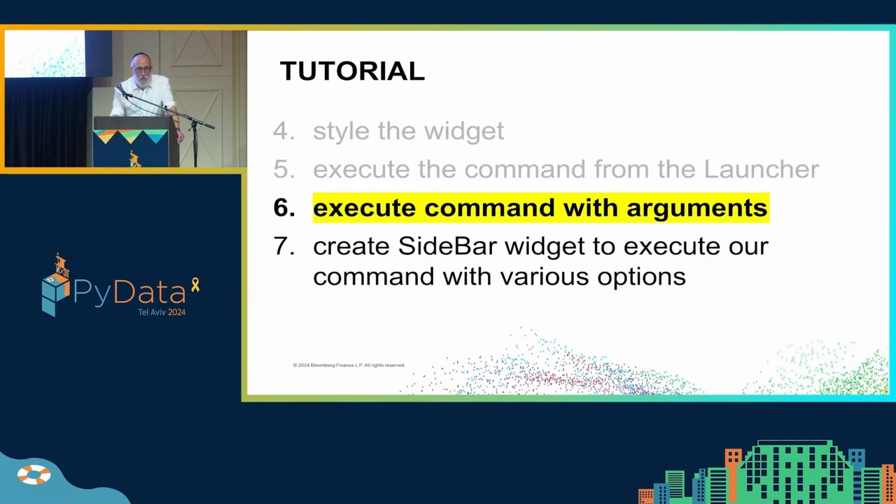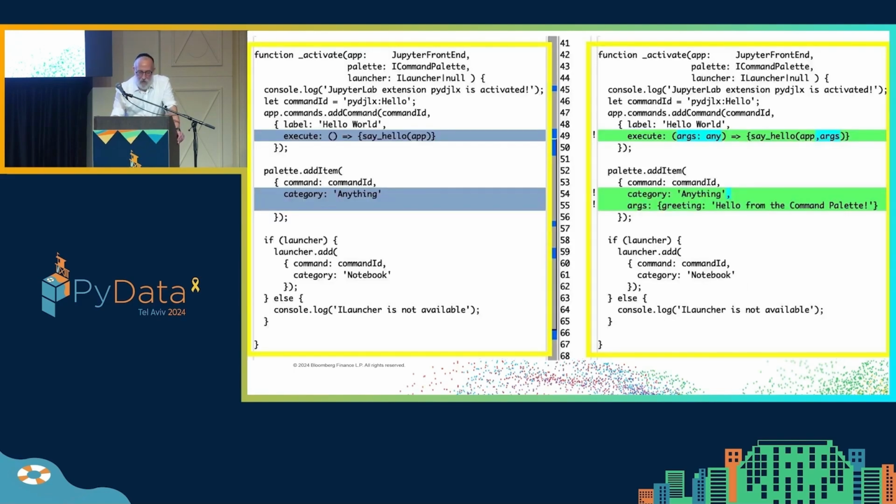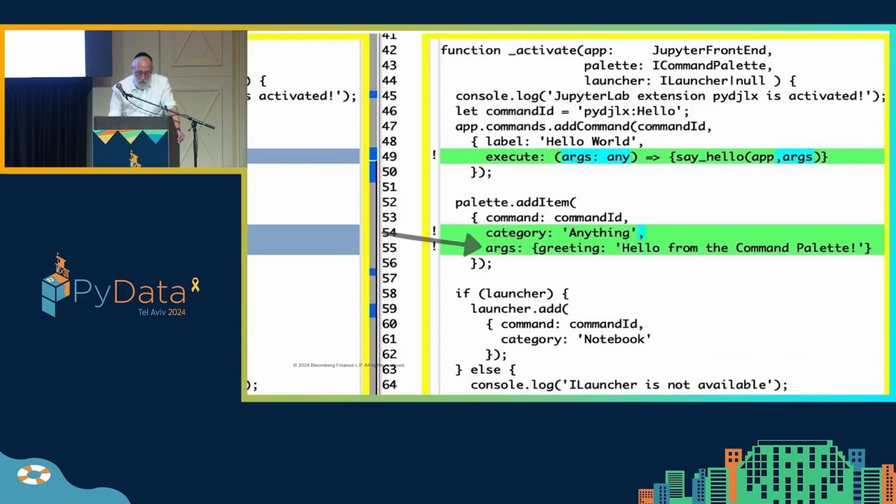Now suppose I want to execute it with arguments. Maybe I want it to behave differently from the two different places that I'm launching it. So again, I mentioned that the execute function only takes one type of argument. That is, it has to be a constant JSON object. So I'm going to accept it here as args, and pass it in to say hello. And down here, where I'm adding it to the command palette, I'm going to add arguments with a key of greeting and a value of hello from the command palette.